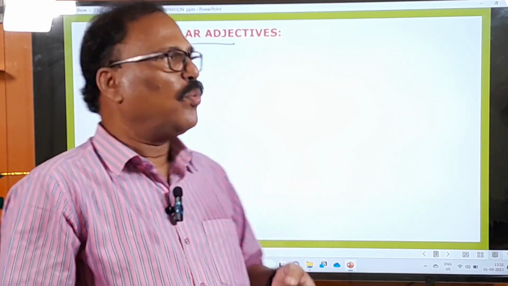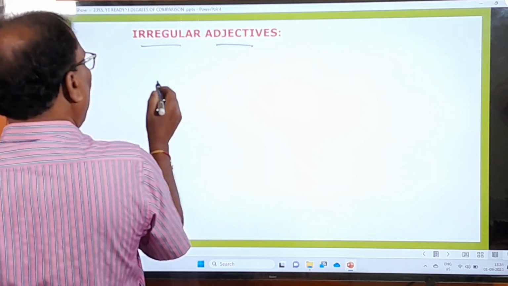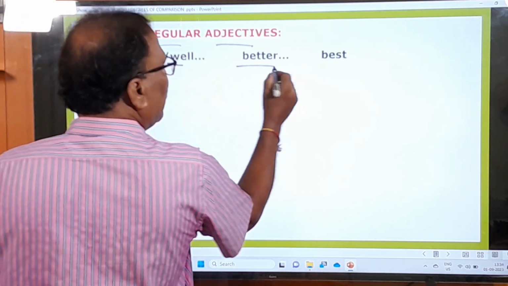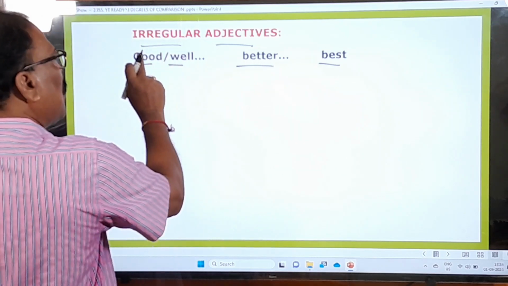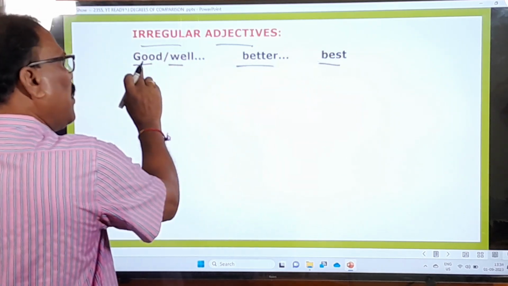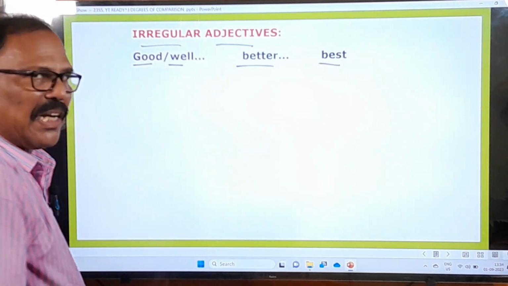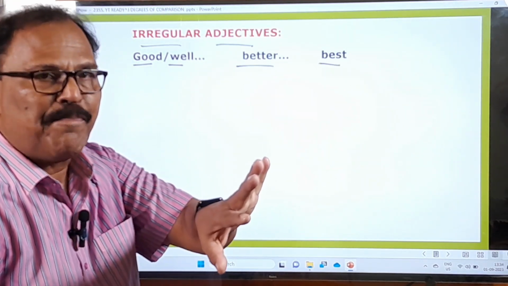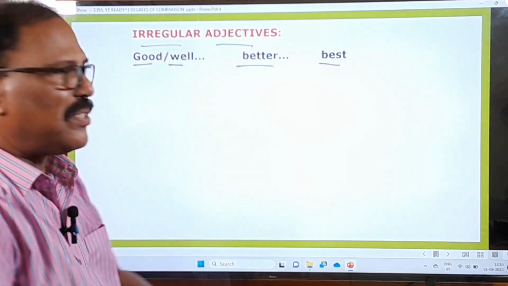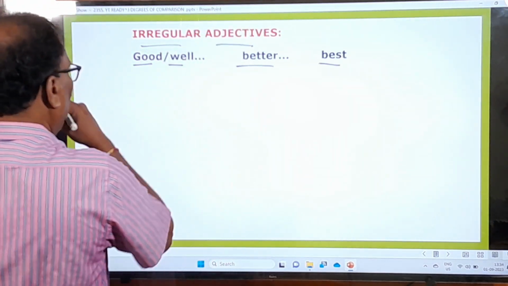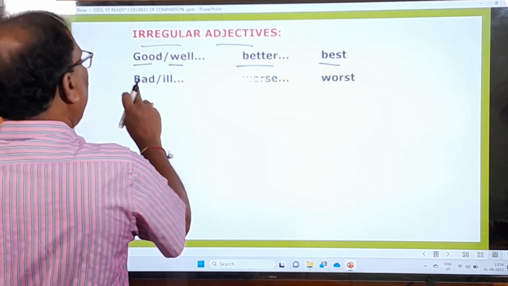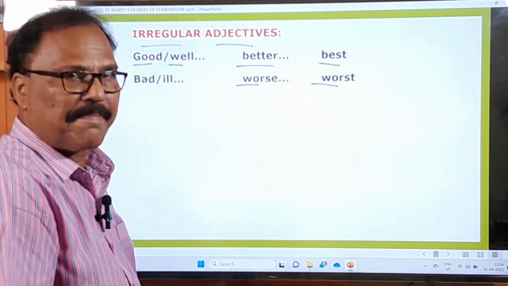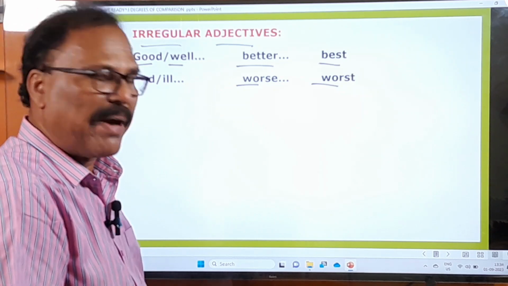They are called irregular adjectives. Here I'll give you some examples to make you understand. Good or well: better and best. That is the form. But you cannot say good, gooder, goodest. No. Good, more good, most good also you cannot say. That means these adjectives don't follow either this rule or that rule. They are therefore called irregular adjectives, right? Bad or ill: worse, worst. You have to learn them by heart, please.